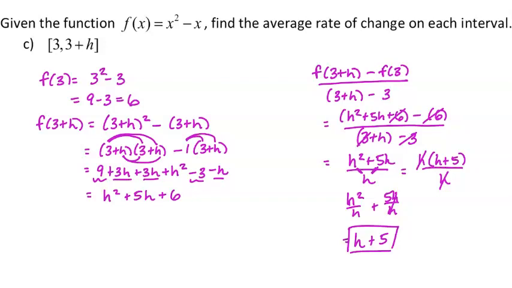So here our average rate of change is a variable expression since we're starting at a known value 3 and then moving over some distance h. We're going from the points 3 to the x value of 3 plus h, so the average rate of change would be h plus 5. Since h is a variable, our average rate of change will still have a variable as well.